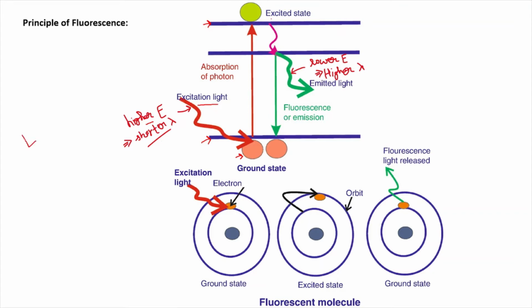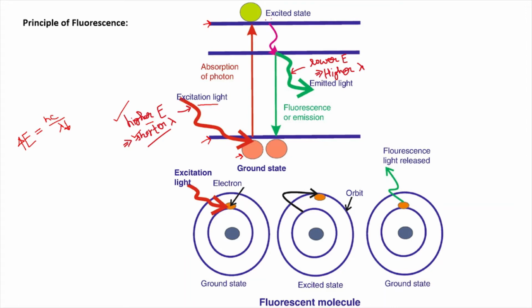Why? Because we know the formula E is equal to hc by lambda. We know this formula, right? So E is equal to hc by lambda means E is inversely proportional to the wavelength lambda. So if E increases, that is the energy of the light increases, then wavelength of the light decreases and vice versa. So you are putting an excitation light which is of high energy, that means the light is of shorter wavelength, and the electrons in the ground state are absorbing that energy of the excitation light and going from a state of lower energy to a state of high energy.